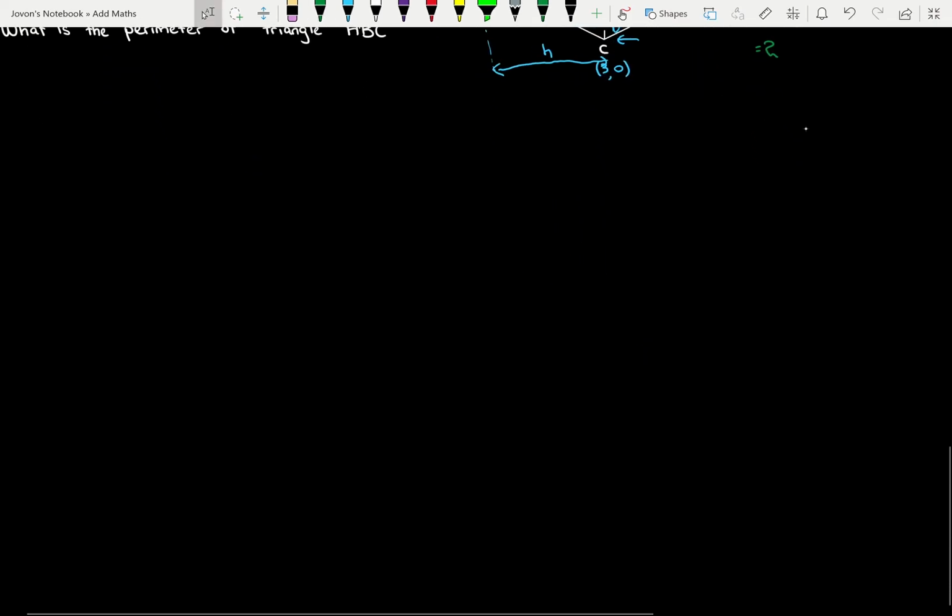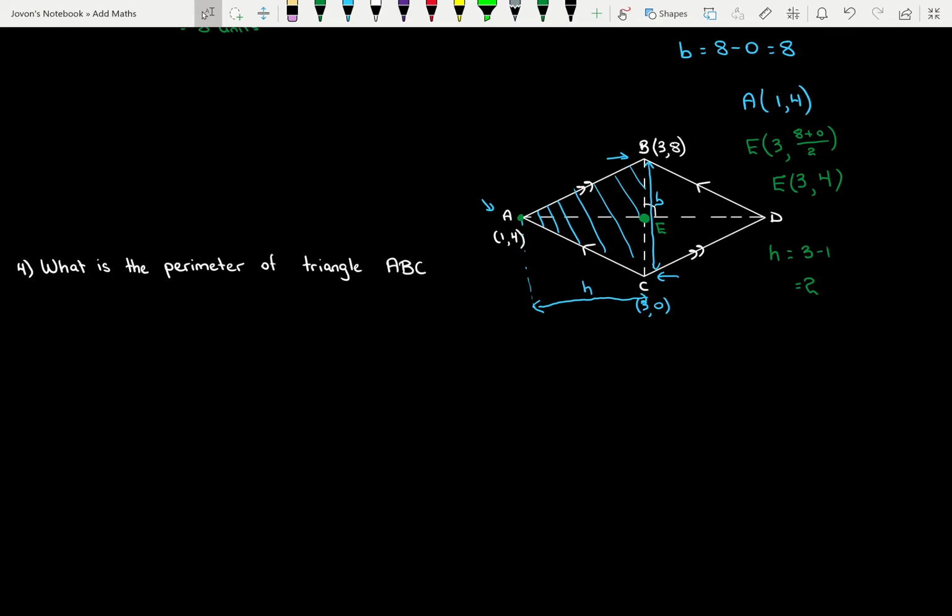Now we have the next question. Our last question is, what is the perimeter of triangle ABC? Remember, for the perimeter we want to add all the sides. So we have sides 1, 2, and 3. We already found the length of side 3, and the length of side 3 is equal to 8.